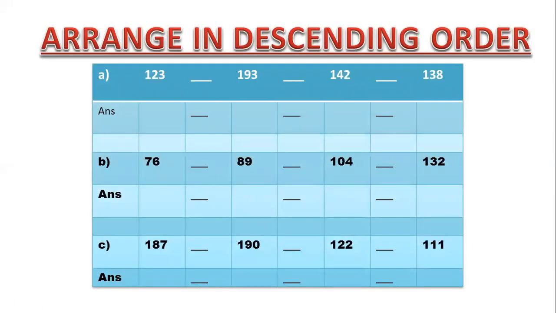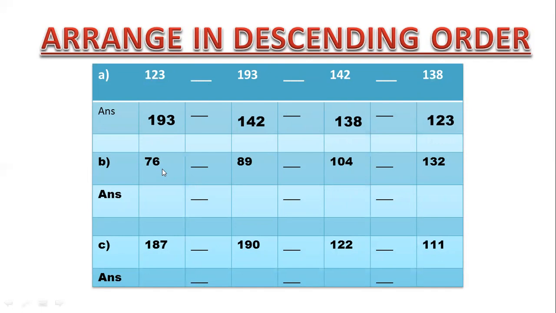Let's see some more questions on this. 123, 193, 142 and 138. Which is the biggest number in this? It is 193. Then you have 142. After that, 138. And finally, 123.